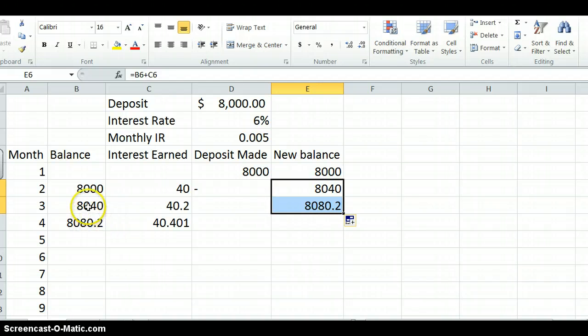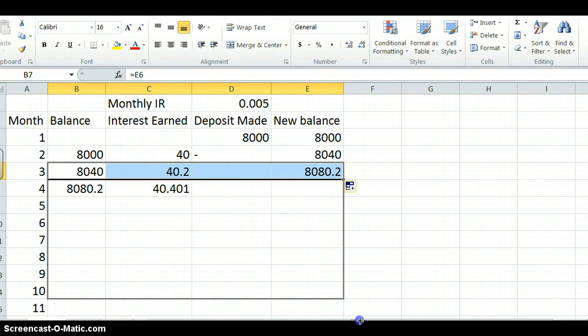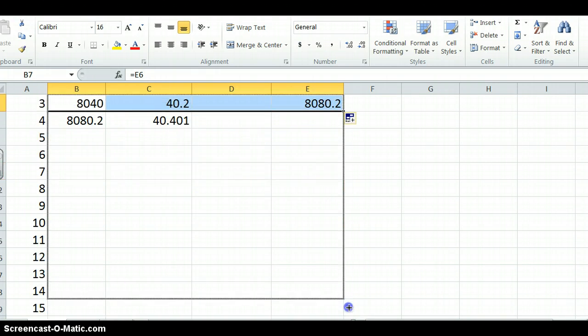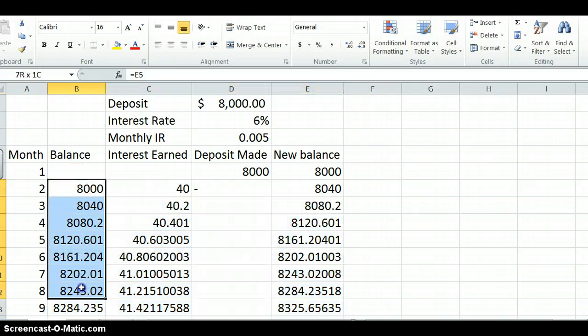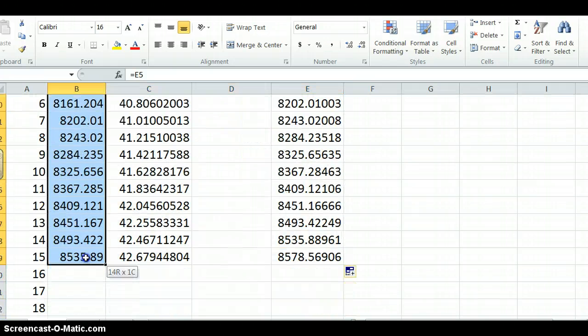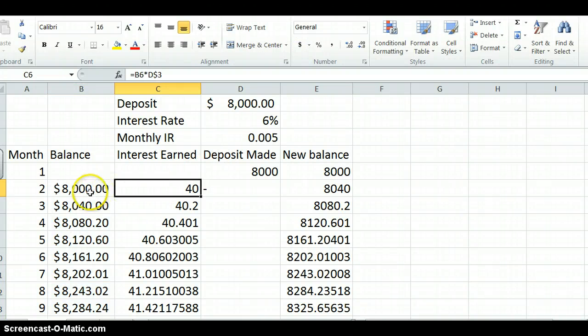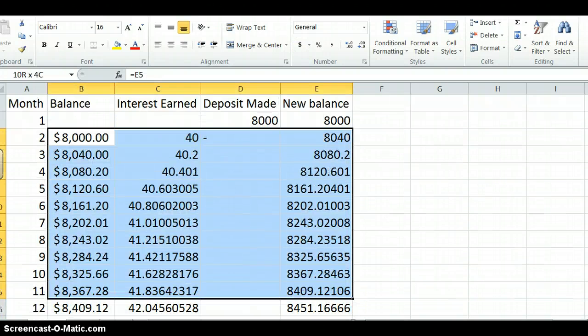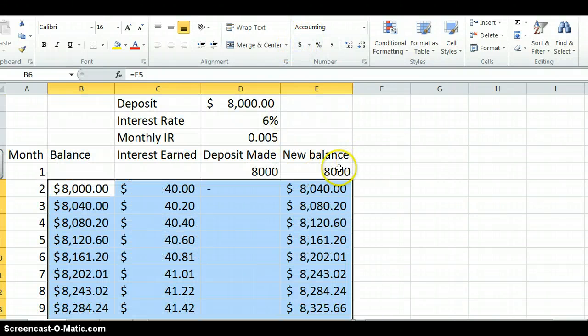And now if you notice, I can actually take all this, highlight it, and then I can fill it down over time. So if I want to find out what happens after a year or even longer, I can just fill down. Now I don't like all these formats, and so I'm going to highlight all this as dollars. Okay? So then there's our spreadsheet.